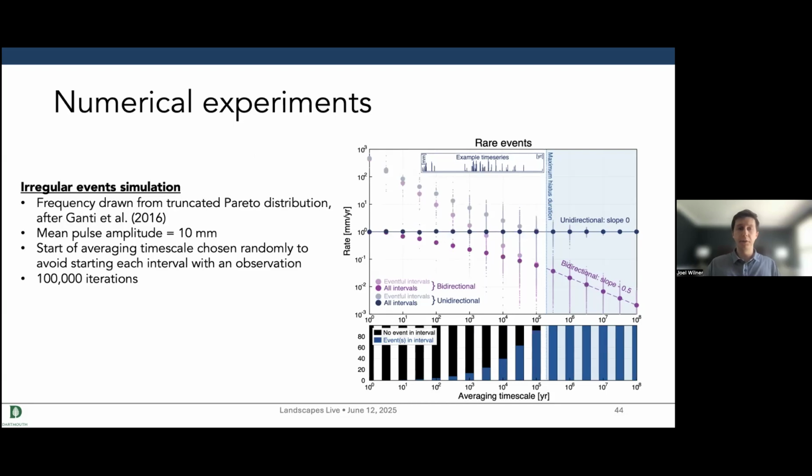I'm just going to talk you through the irregular event simulation specifications. This frequency is drawn from a truncated Pareto distribution, a long-tailed distribution after Ganti. For numerical reasons, we increase the mean pulse amplitude to 10 millimeters rather than 1 millimeter. We run, again, over 100,000 iterations using the same distinction between bidirectional and unidirectional processes. And we start the averaging timescale at a random point in order to avoid starting each interval with an observation, which would introduce some sort of bias.